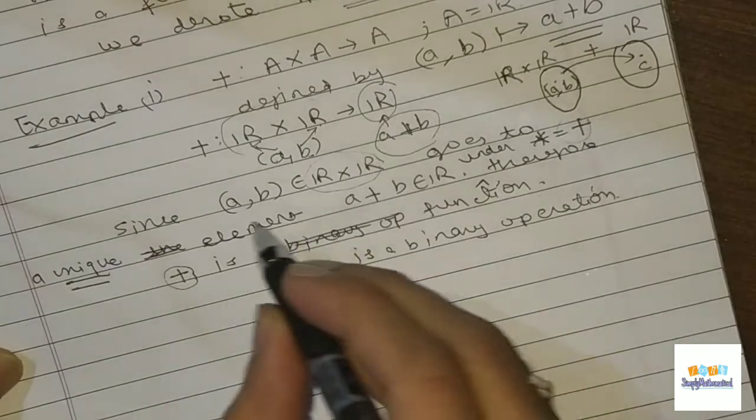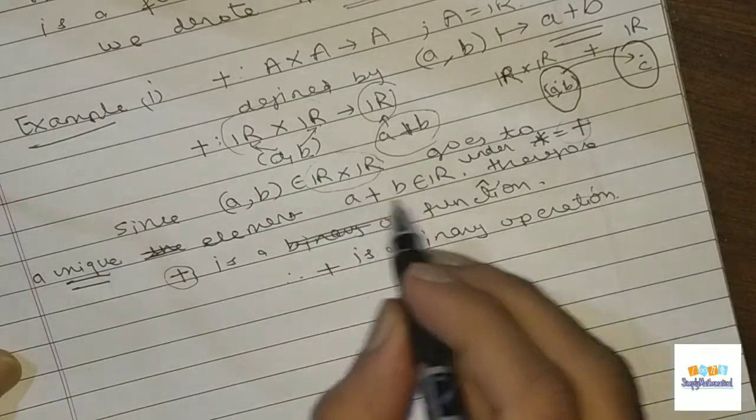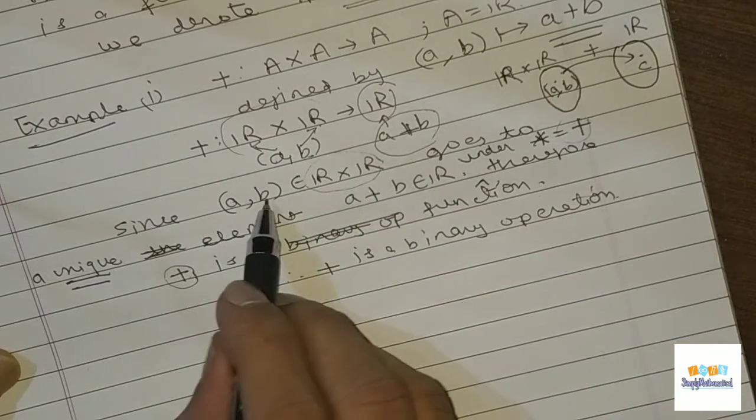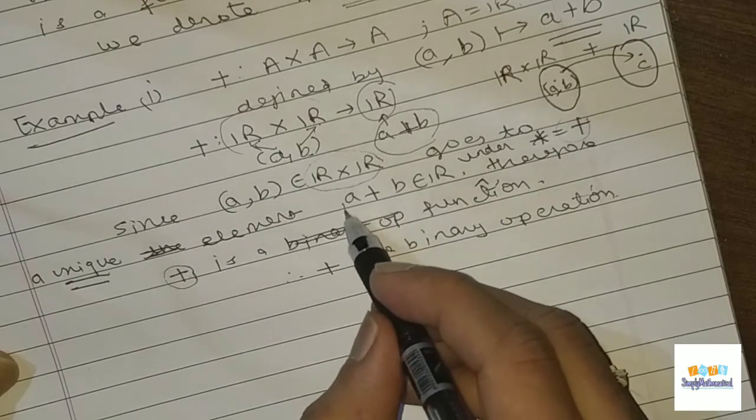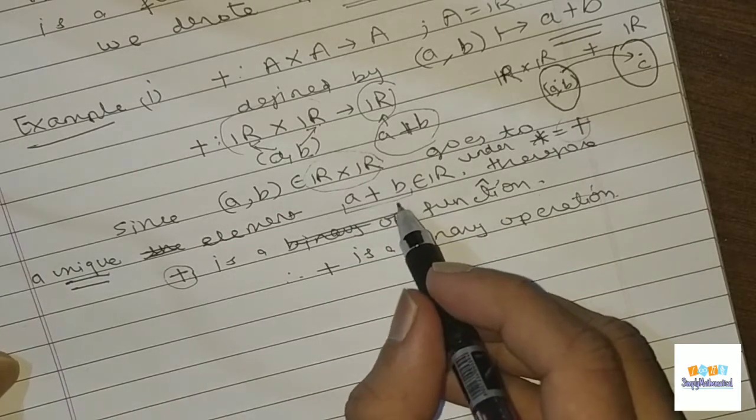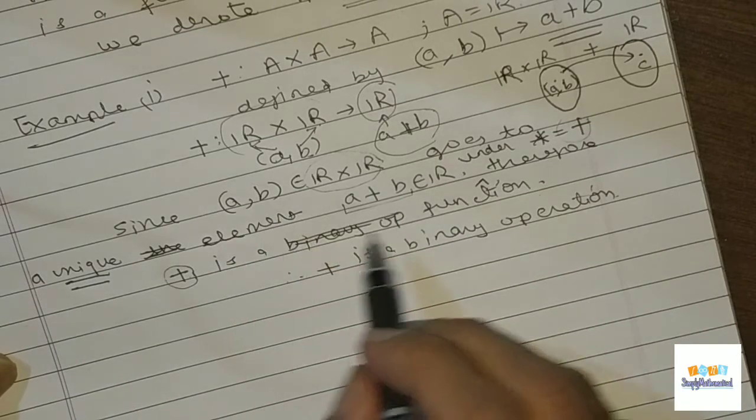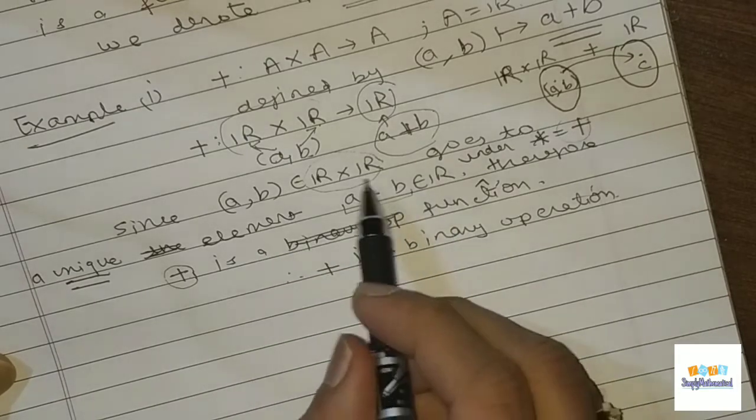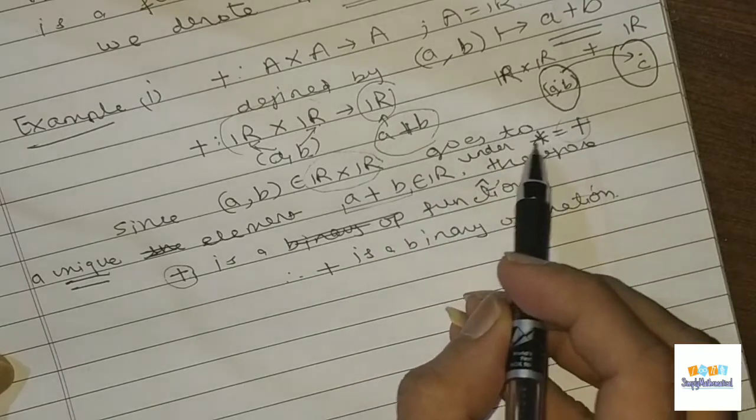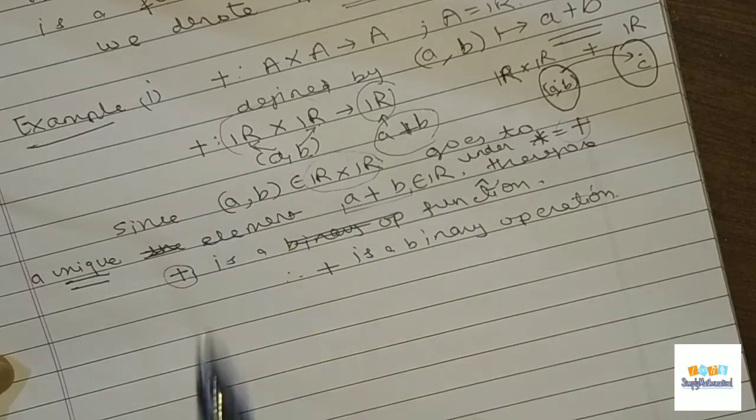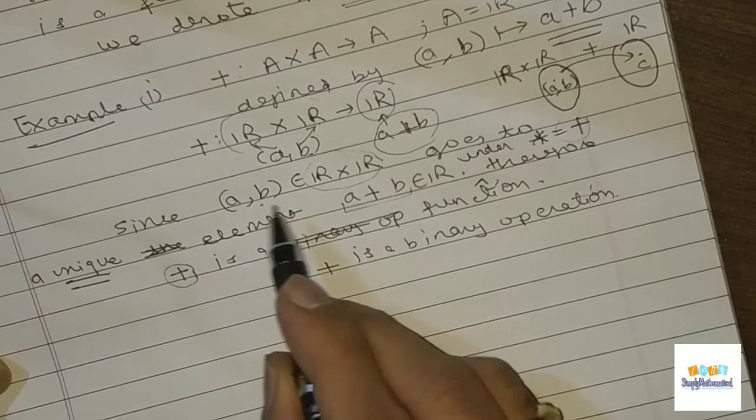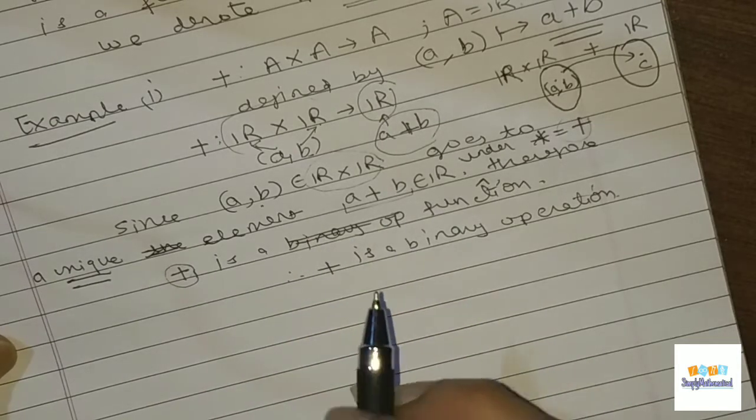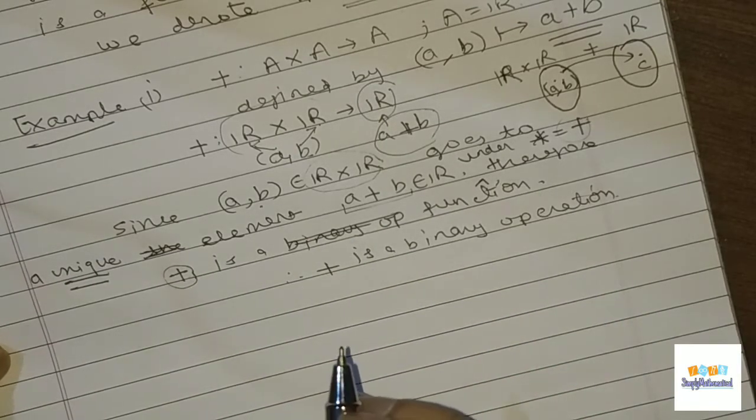Why? Because (a, b) belongs to R cross R, which goes to a unique element a plus b. If you take 1 comma 1, then you will get what element? 1 plus 1, which is 2. And no other element you will get under this operation addition. No other element you get for each element in this R cross R. So what you are getting is a unique element a plus b. Therefore plus is a binary operation.